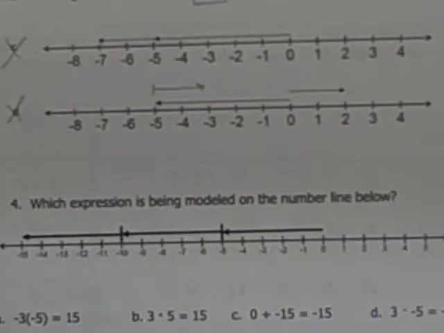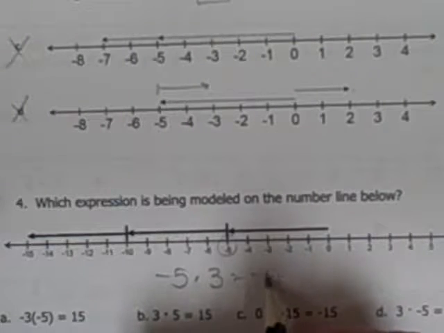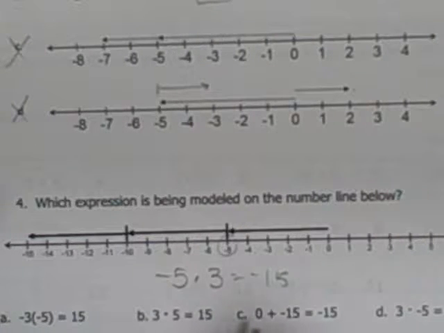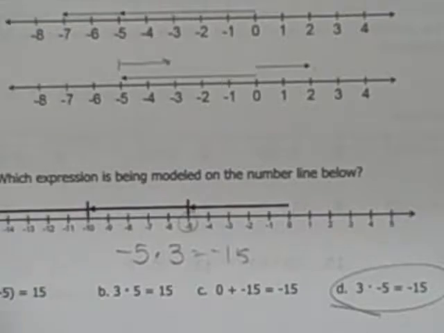Number 4, this is a multiplication expression. This has negative 5 being taken in 3 groups to get to the answer, which would be negative 15. So negative 5 times 3. Okay, so this would be this answer because this says 3 times negative 5, though it essentially means the same thing.